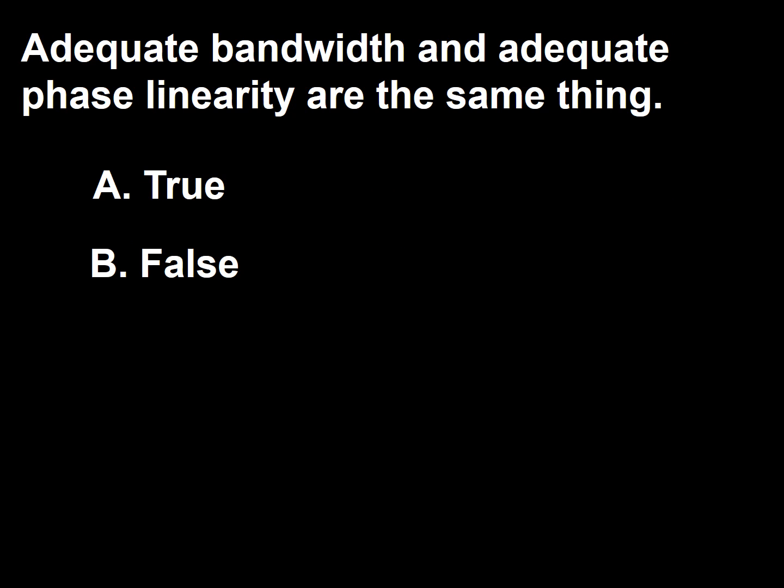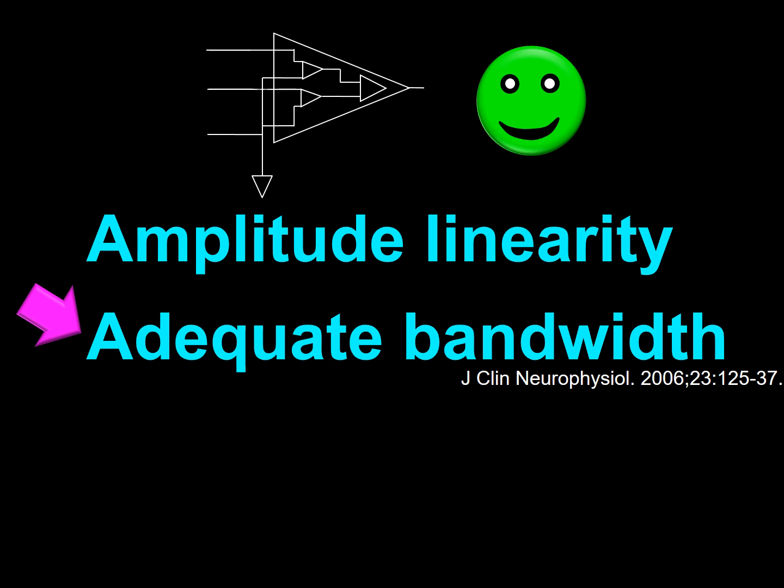Next question. Adequate bandwidth and adequate phase linearity are the same thing. A, true. B, false. An adequate bandwidth measured at -3 dB points must be at least 0.1 to 5000 Hz. This requirement is especially important for amplifiers used for evoked potentials.